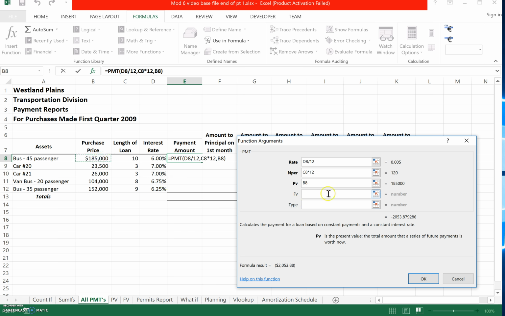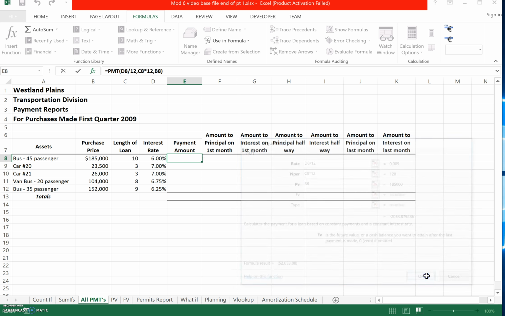Okay? Now this one right here, FV, we generally don't need it, for 2 reasons. 1, you see a difference here. This is bold. This is not. Anything that does not have bold formatting is optional. Now this is the future value. If it's blank, it automatically assumes that your payments are going to go until the loan is at 0, or it's paid off completely. So that's what we're going to leave it as, and look what the value is. It's a negative $2,053.